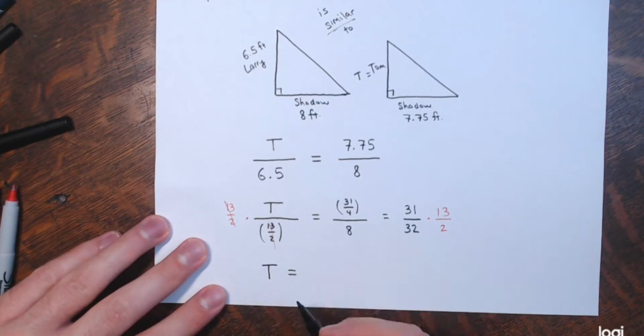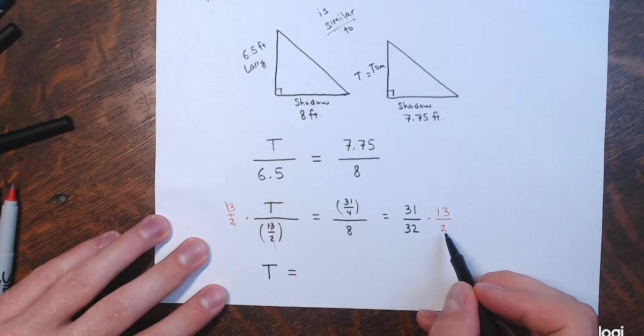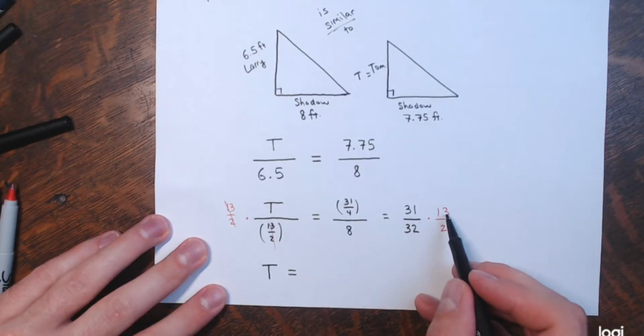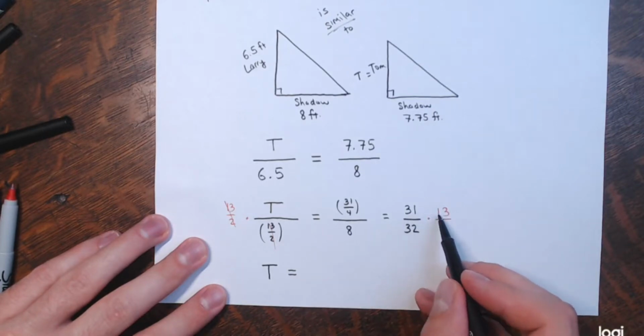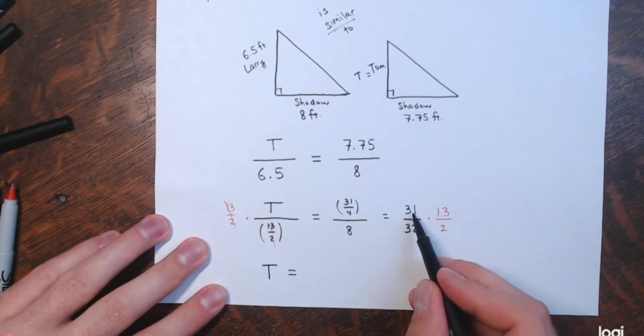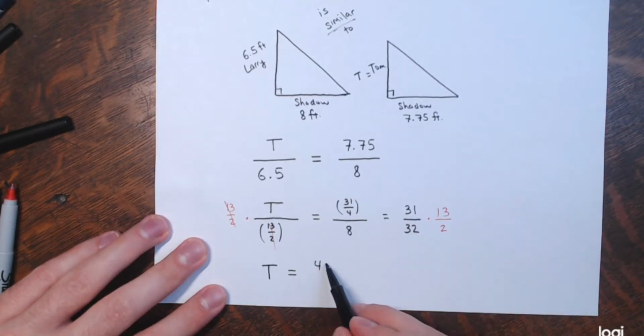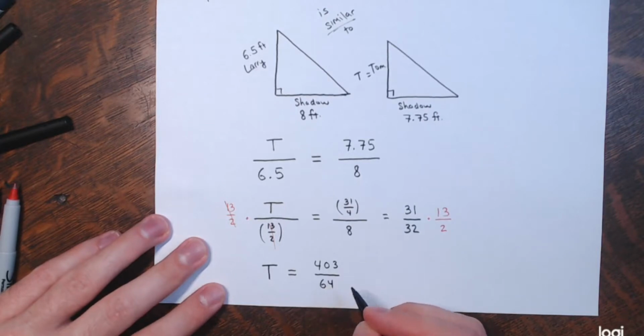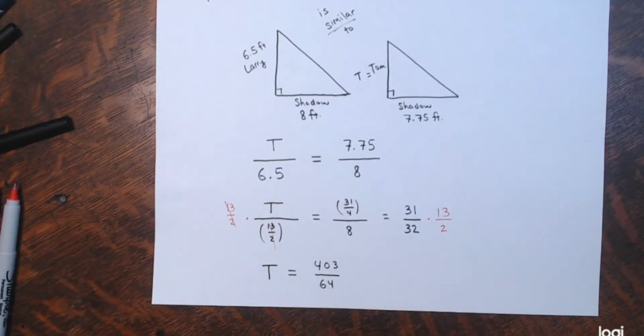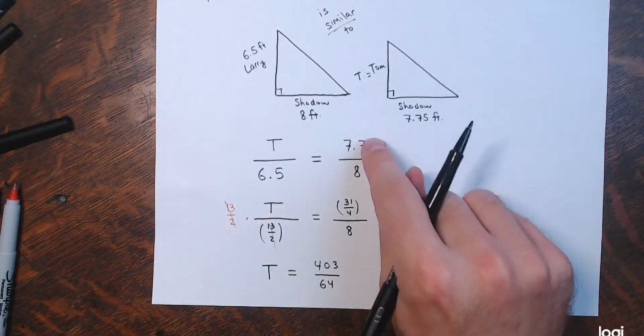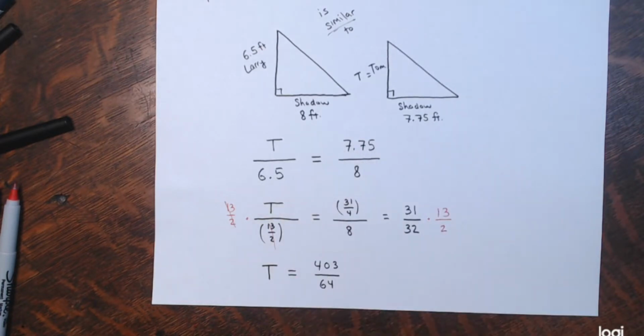So Tom's height is 31 times 13. Let's see, that'd be 310 plus 93. So that's 403 in the numerator and 64 in the denominator. And I'll punch this in a calculator. I guess I should have just used a calculator from the beginning, just taken 7.75 divided by 8 times 6.5. Same thing as 403 divided by 64.